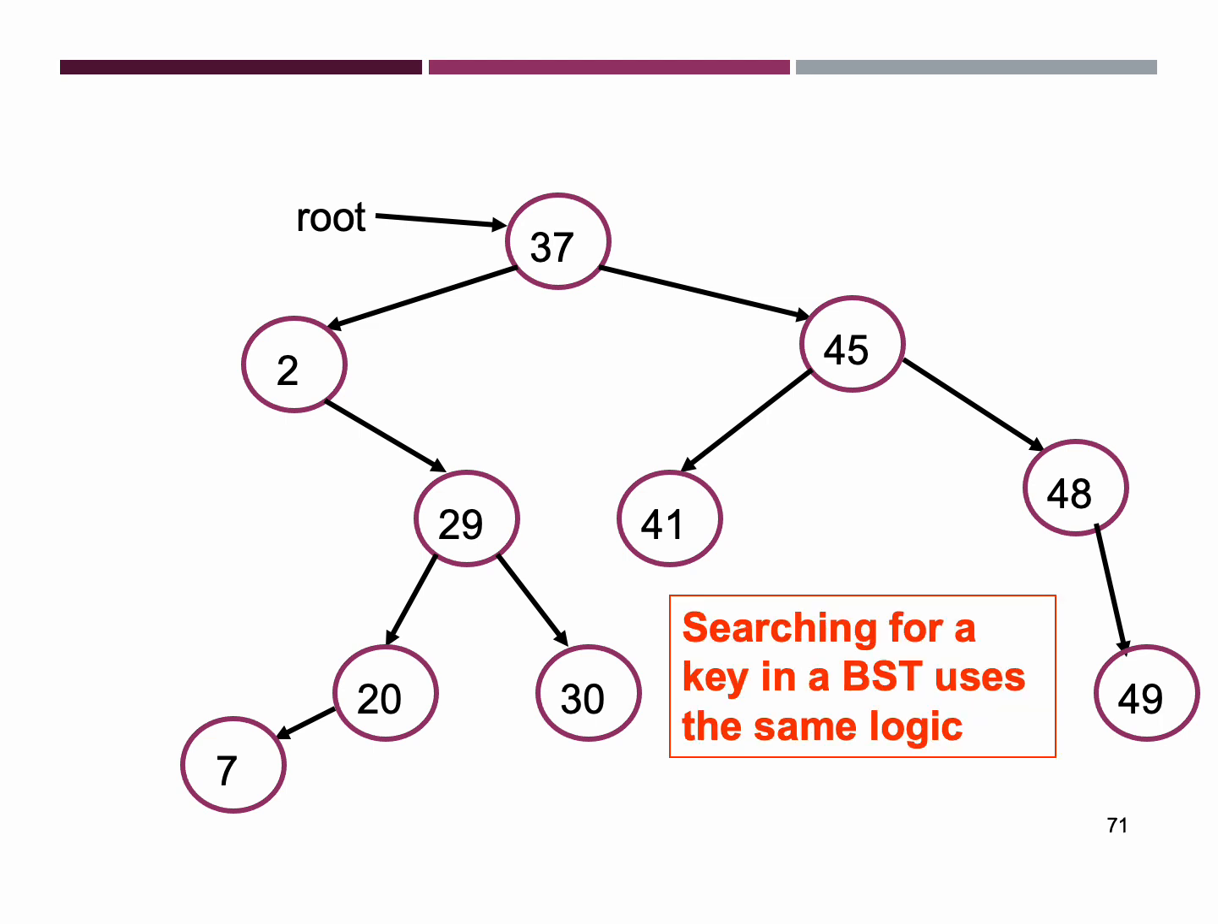Now searching for a key in a binary search tree uses the same logic. So we just inserted all these nodes. Now if you want to search anything from this binary tree, we'll also use the same technique. Like if it is greater than the root, it will go right, and if it's smaller than the root, then it will go left. So we'll use the same logic.